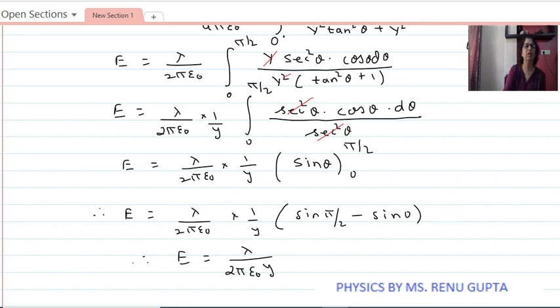So the result we get is that the electric field due to a long wire carrying charge is equal to the linear charge density divided by 2 pi epsilon 0 y. That is all for this question.